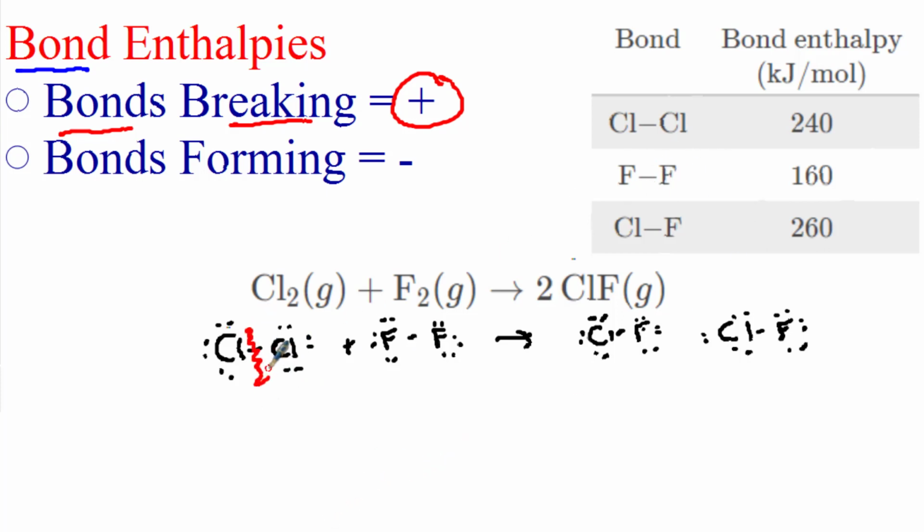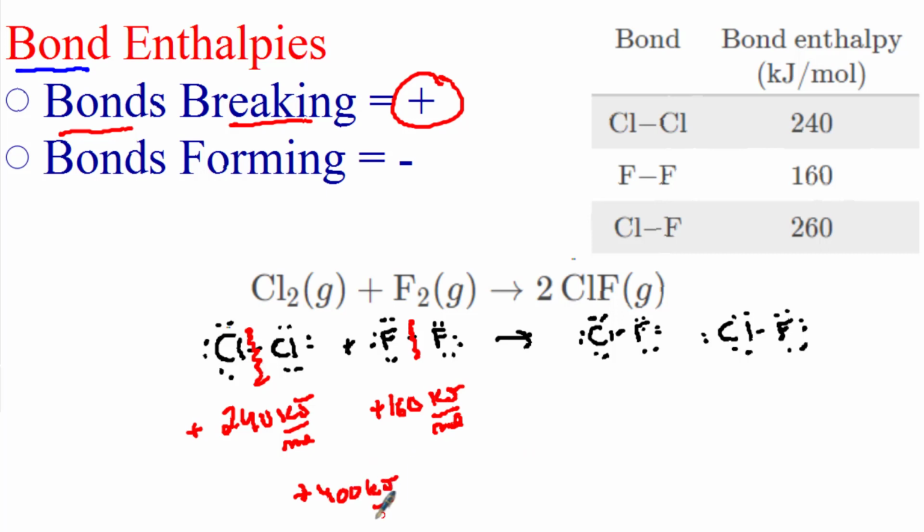So how much energy to break this chlorine bond is 240 kilojoules per mole. Okay, positive. I'm going to put positive on that. And I also have to break this bond. I'm going to break that bond. And that takes 160 kilojoules per mole because bonds breaking is always positive. So if I add all of this up, it took positive 400 kilojoules to break all these bonds. So breaking bonds is positive. Forming bonds is negative. It gives off heat. You're getting to a lower potential energy.